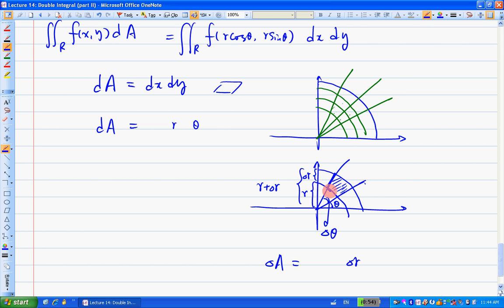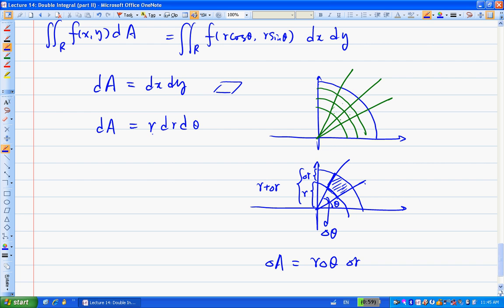How about this arc length here? That's right, r delta theta. Now this is delta A, and we're talking about dA, so just change the delta to d. So dA is r dr d theta. Now we have the same dA in terms of r and theta. So it's not just dr d theta; there's an extra term r here.